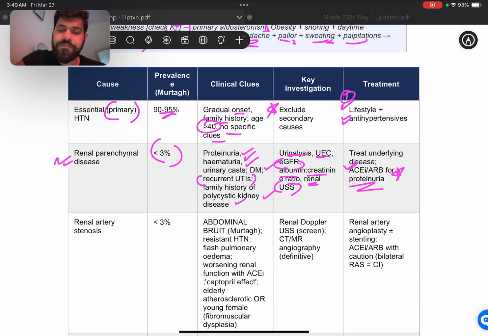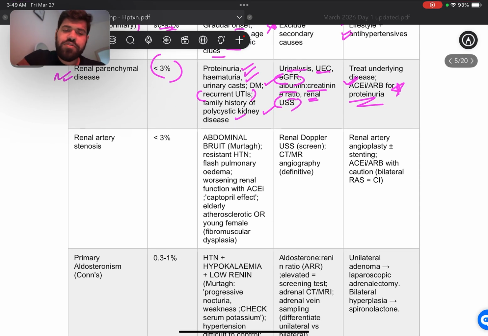for proteinuria. All right. Now, renal artery stenosis, again, it's less than 3%. We will see abdominal bruit because of the stenosis of the abdomen. So renal arteries are divisions of the abdominal aorta, right? So abdominal bruit will be seen. There is resistant hypertension. All right. As we studied above, resistant hypertension was giving 2 medication with the highest dose. We don't see any changes.